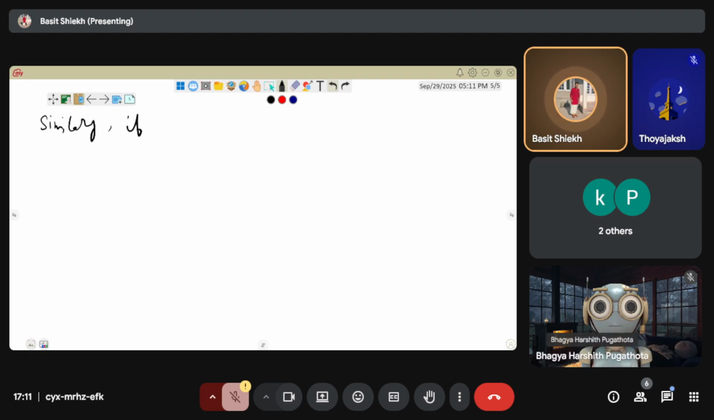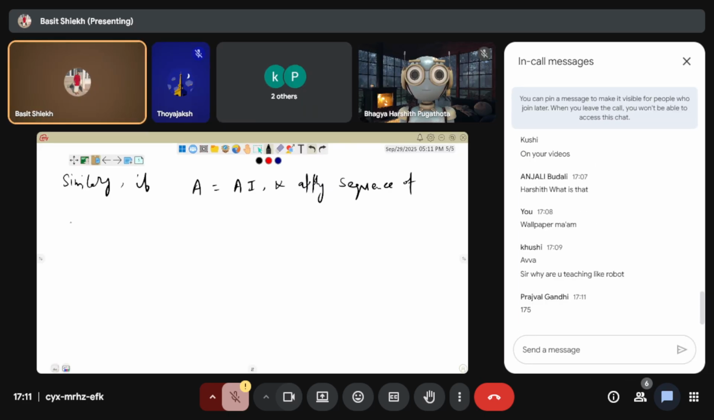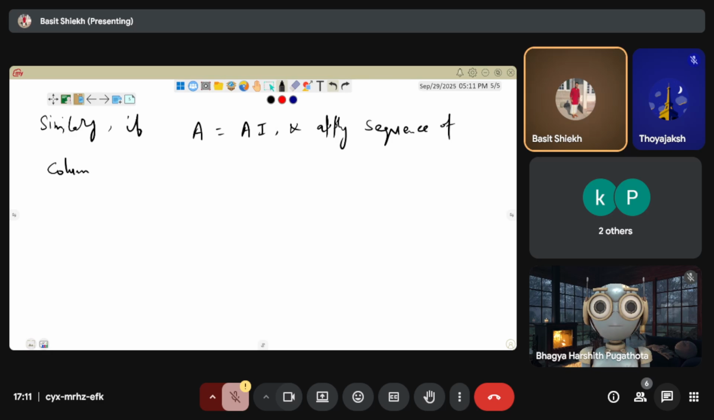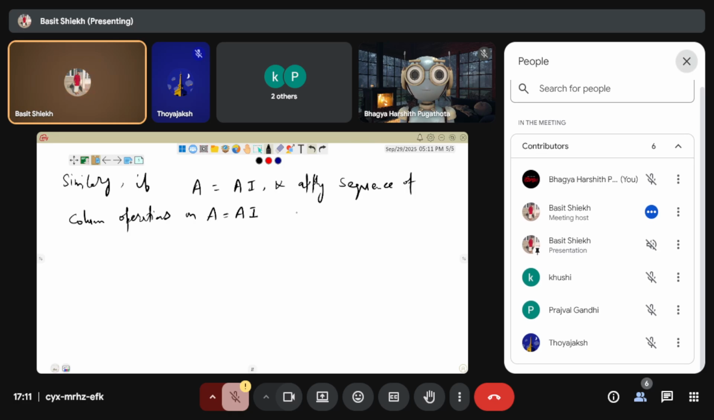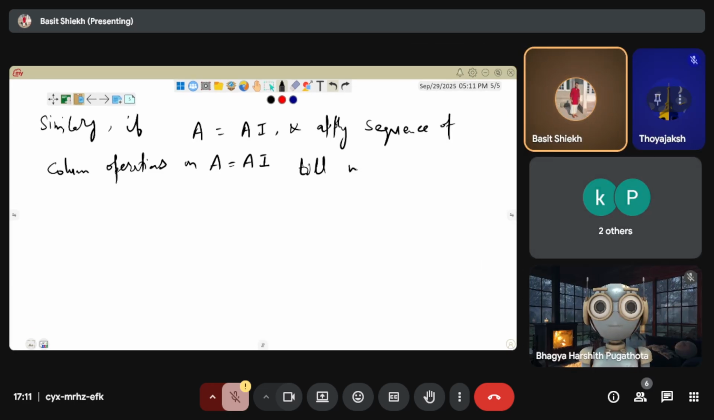Now, similarly, if we wish to find A inverse using column operations, we write A equals to A into I and apply a sequence of column operations on A equals to A into I till we get I equal to AB. And this B will be the inverse of A.